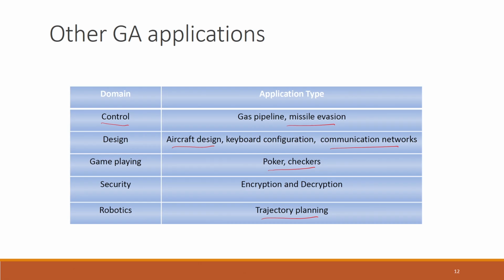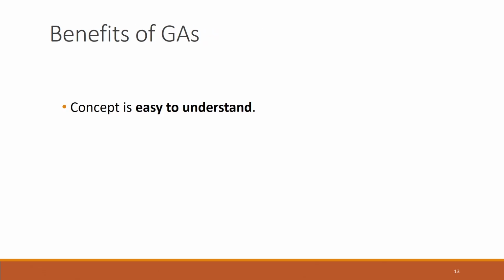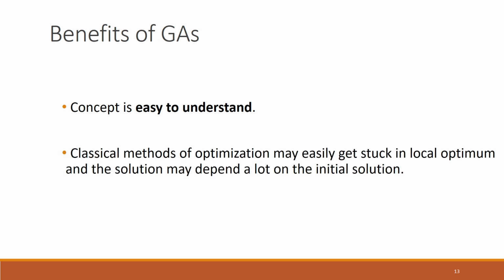Okay. So genetic algorithm, since it is not using any particular problem structure to solve the problem, that's why it is a metaheuristic and it's applicable for a wide variety of problems. And this concept of genetic algorithms is easy to understand because it is based on the concept of evolution. So that's why it's very advantageous. And one more benefit that genetic algorithm offers is that the classical methods of optimization may easily get stuck in a local optimum, okay, and the solution may depend a lot on the initial solution.